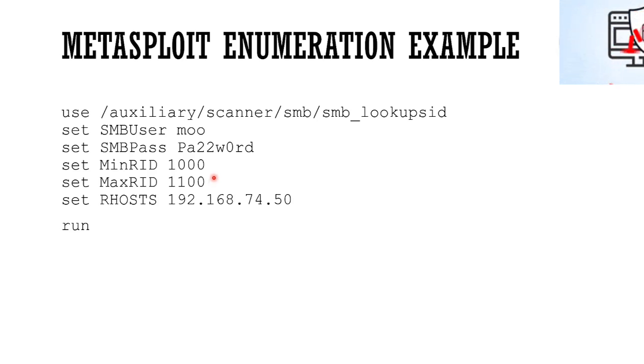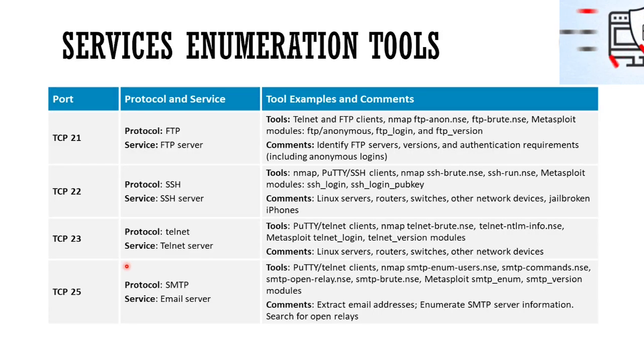There are many tools to enumerate services and information. You have Nmap scripts and Metasploit modules for just about everything. Plus there are other tools as well. For FTP, TCP/21, and folks, please memorize these ports. You will need to know. Of course, you can use any Telnet or FTP client, as well as these Nmap scripts and Metasploit modules.